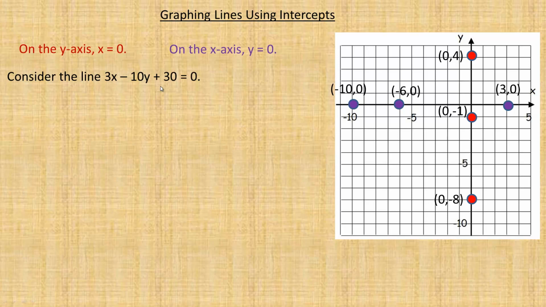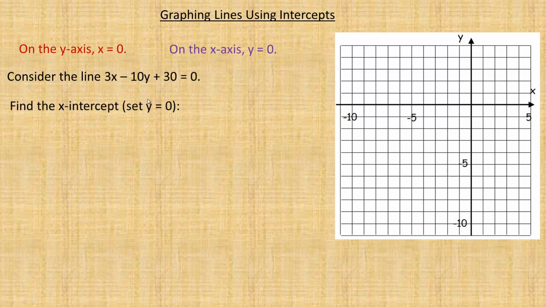So this is the example I'm going to plot, and let's get rid of all these points here. So 3x minus 10y plus 30 equals 0 is just a random line. There's nothing special about this line. And we're going to find the x-intercept first, and then we'll find the y. So for the x-intercept, you set y equal to 0. So write your equation down, and we're going to put 0 right here. Okay, so 0 over here.